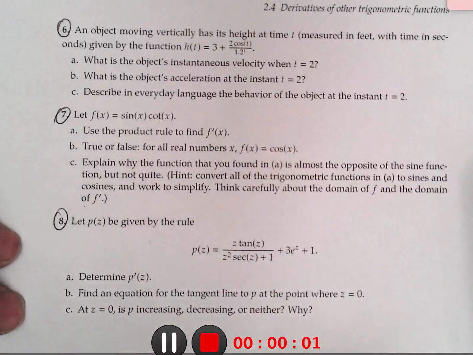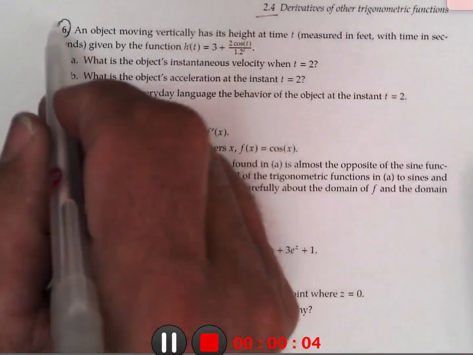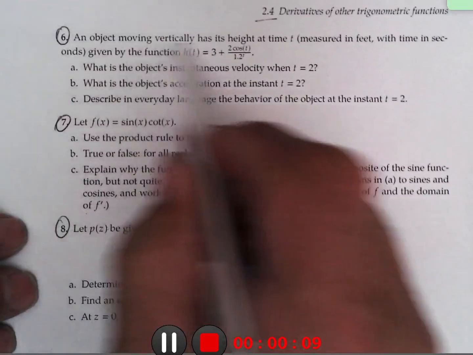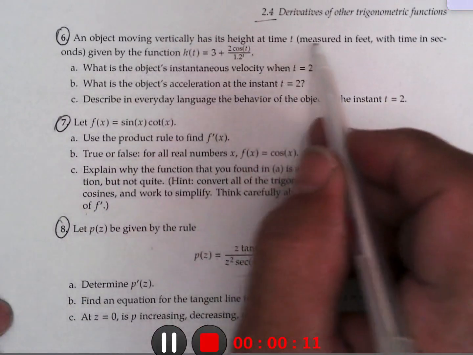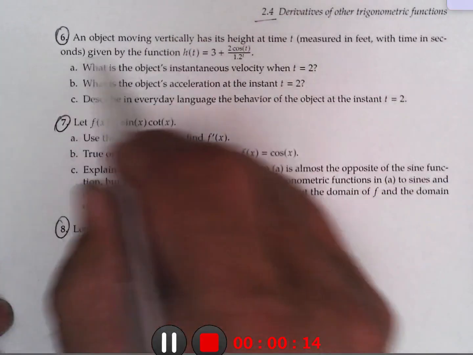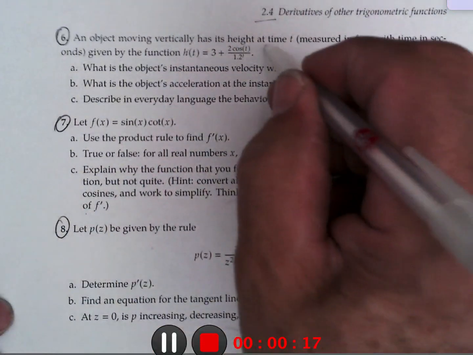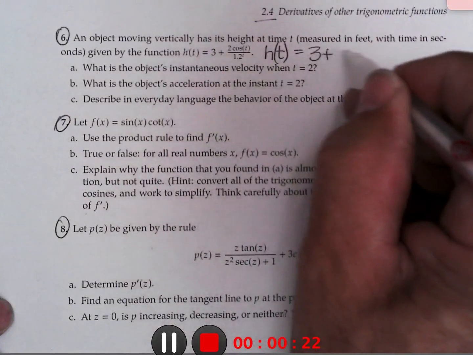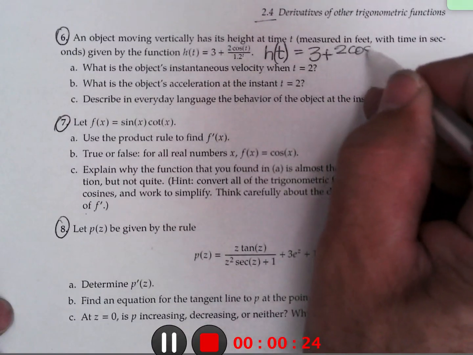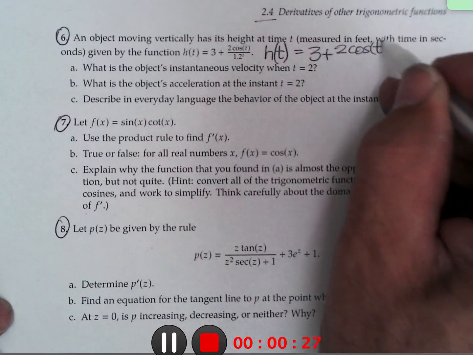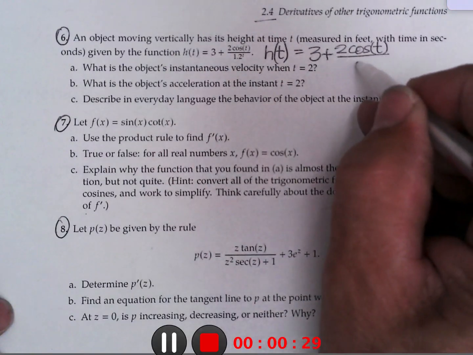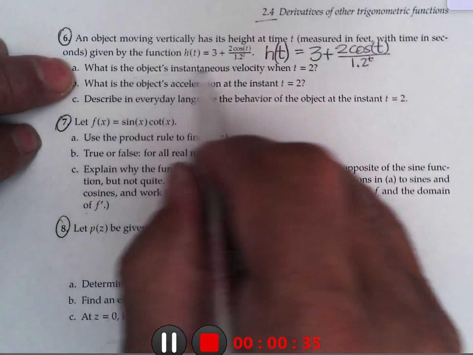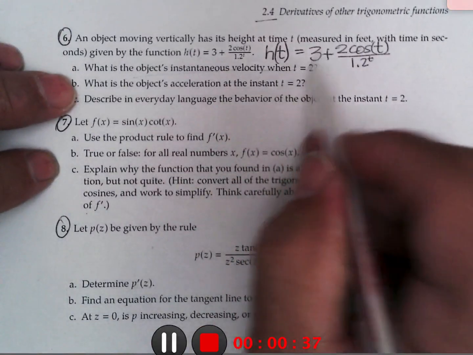We're continuing in 2.4, number 6, and it says the height of a vertically moving object at time t, measured in feet, and time in seconds, is given by this. Let me make it a little bit bigger for you in case it's hard to read: 3 plus 2 cosine of t over 1.2 to the t. And what's the instantaneous velocity at 2? So I need to find the derivative of that.